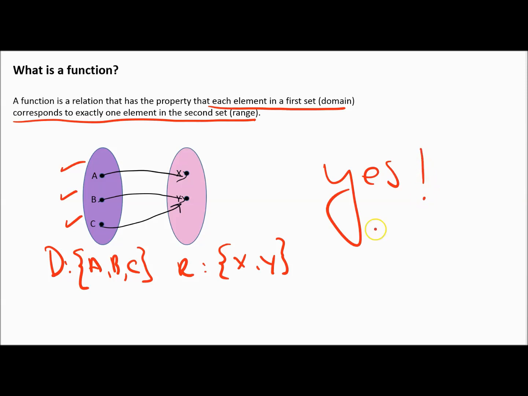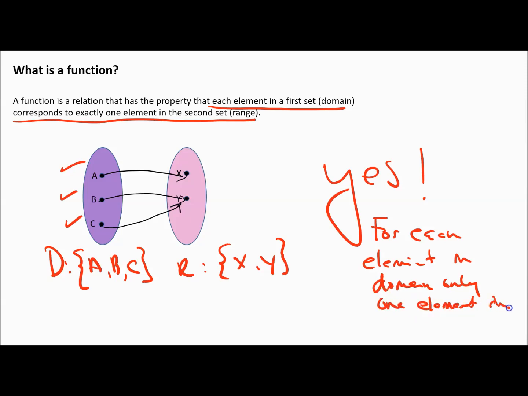If you had to explain why, you could say for each element in the domain, there's only one element in the range. Now, it's hard to read, but for each element in the domain, there's only one element in the range, which is basically what the function says.